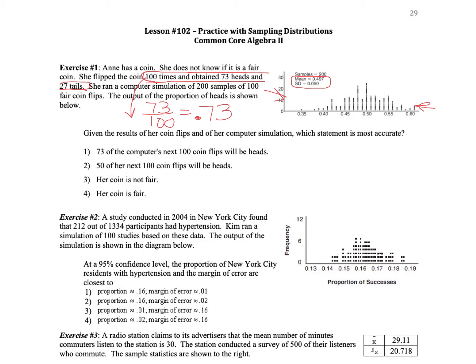So we know the confidence interval is the mean. And we're finding a confidence interval because, remember, this simulation came from fair coin flips. So this is what happens with fair coins. We're going to add or subtract 2 standard deviations, so 2 times 0.050, and that's going to give me a confidence interval from 0.397 to 0.597. Now, we can also see that her sample of 0.73 clearly falls outside the confidence interval.